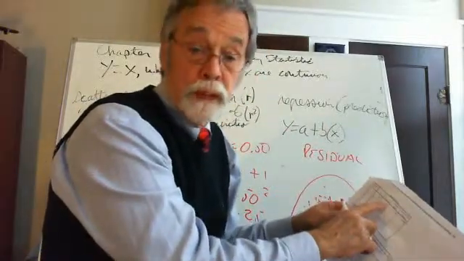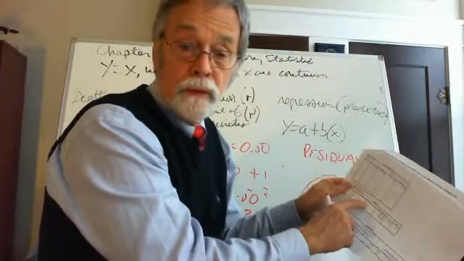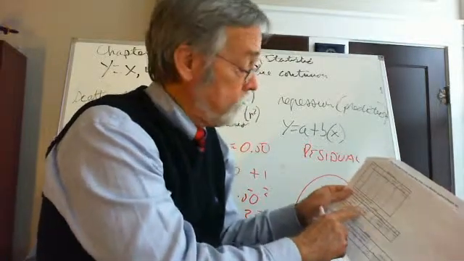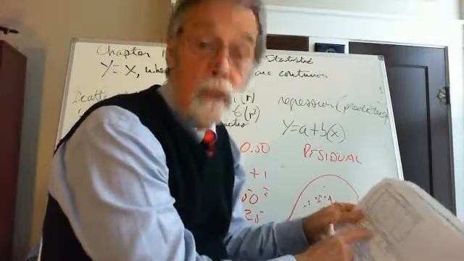This is what is explained. This amount right here is the total amount of variation that you're explaining out of the total amount of variation. And this is how much of the total variation your model is not explaining.